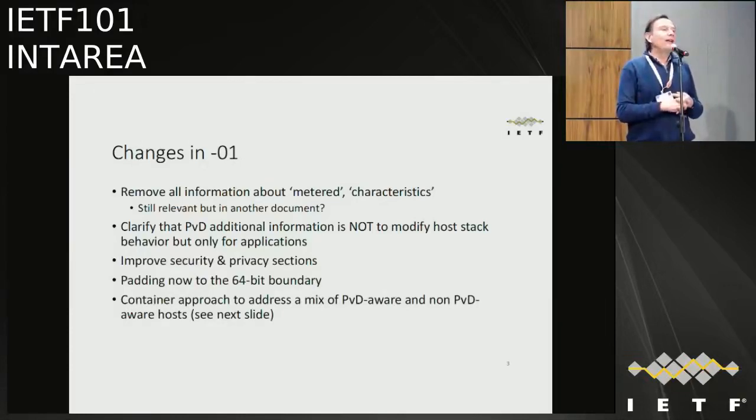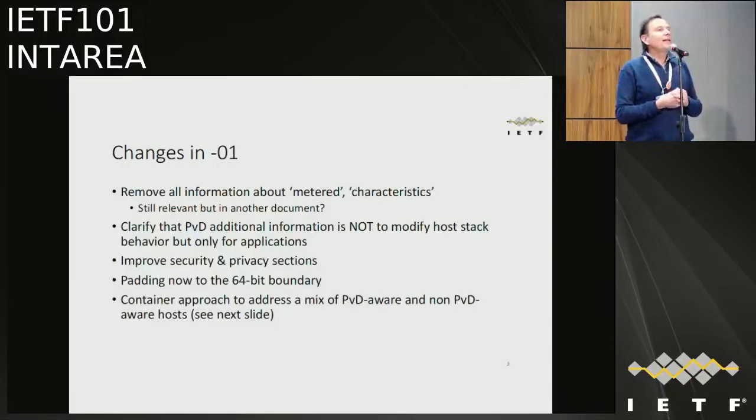We made a mistake in the padding. All the options in RAs, so actually in any neighbor discovery message, must be aligned on 8 bytes. In the previous version we aligned on 4 bytes, so it is easy to fix.